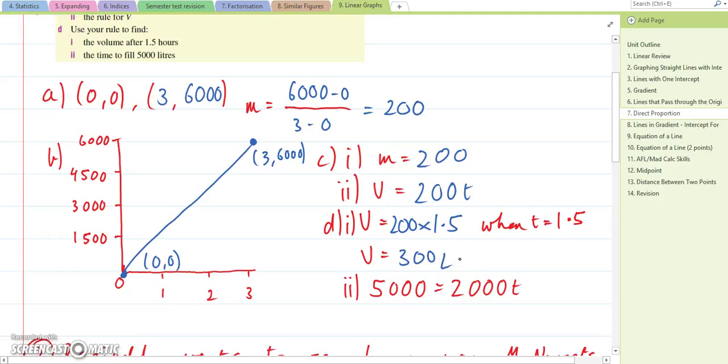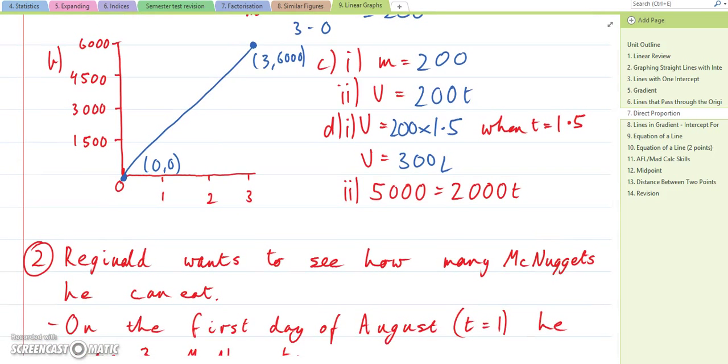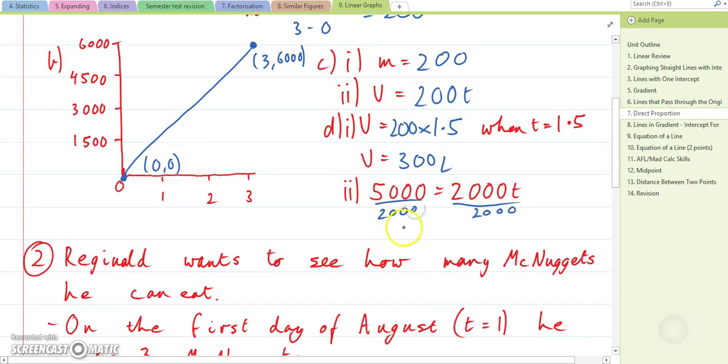Part E is the time to fill 5,000 litres. And you can see if we divide both sides by 200, we end up with t equals 5,000 over 2,000, which is the same as 5 over 2. So we could call that 2.5 hours, 2 hours and 30 minutes.